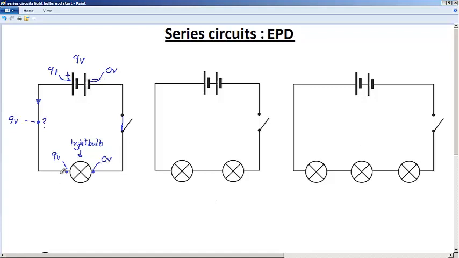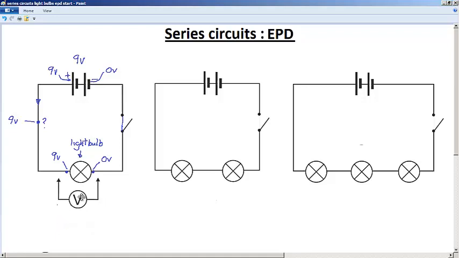So if I want to measure the electrical potential difference between these 2 points of the circuit, that's to say the EPD across this light bulb, then I will need a device called a voltmeter. An ammeter will be connected in series in the circuit, while a voltmeter is connected in parallel, and we'll have a look at what that means in the next unit.